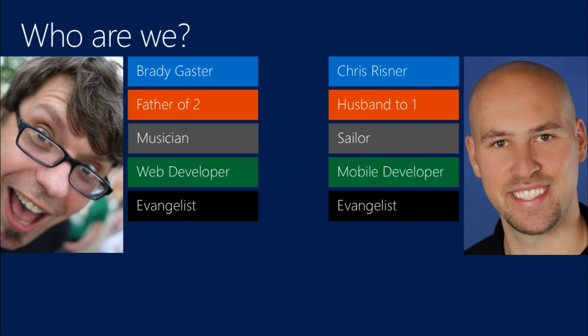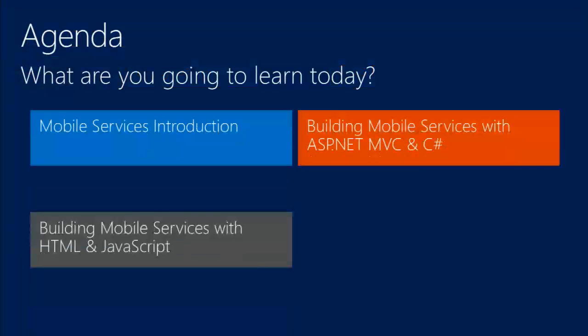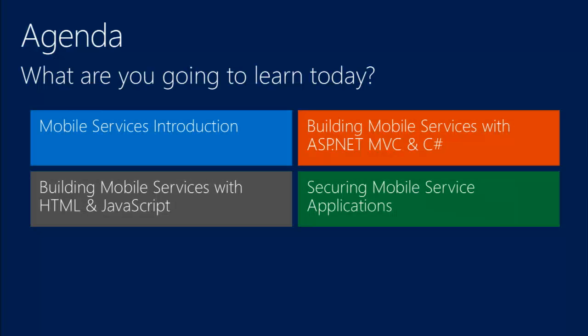So today we're going to talk about a number of different things. First, I'm going to give you an introduction to what Mobile Services is and what it can do for you. Then we're going to talk about using it for two different things: building a pure HTML5, so HTML and JavaScript, application, and then also using it to build an ASP.NET MVC C# application. Then we're going to wrap things up by showing you how you can secure your applications using Mobile Services. We should have ample time for questions at the end, so please save them till then, because we'll possibly answer your question along the way. And when you ask a question, please use the mic.